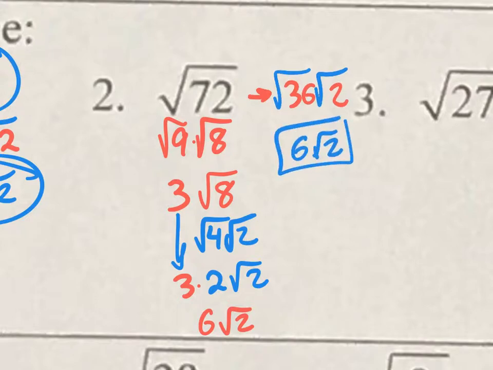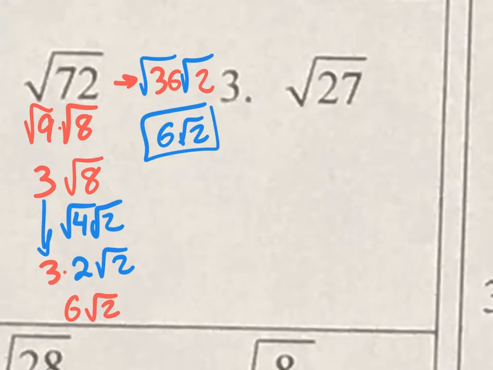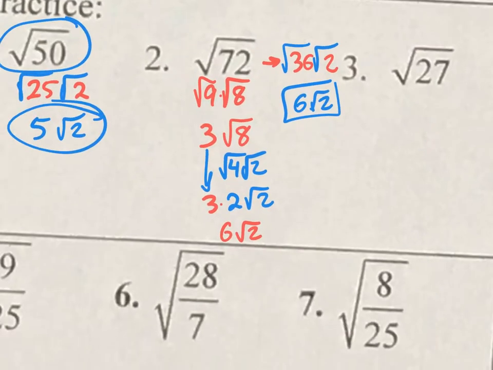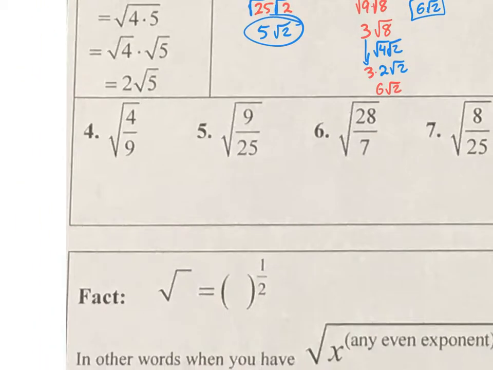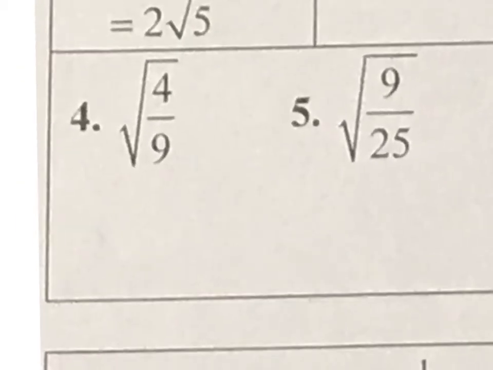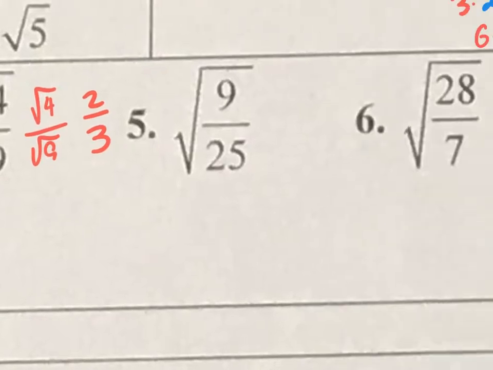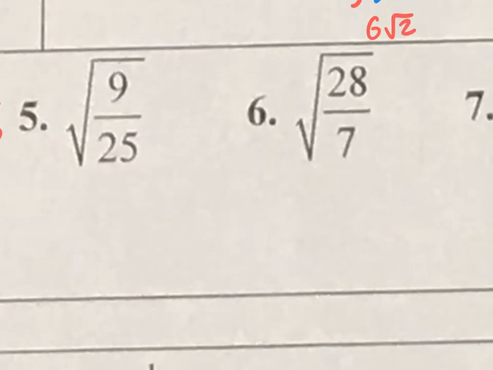Got it? Okay, so I hope we understand this. How about that square root? Actually, I'll let you guys do that one: square root of 27. So your homework for tonight is to study for the quiz and also finish this worksheet. These are pretty easy. What's the answer to number 4? 2/3, because when you split it, you get 2 on top, 3 on the bottom. You guys could do number 5. Let's jump to number 6.